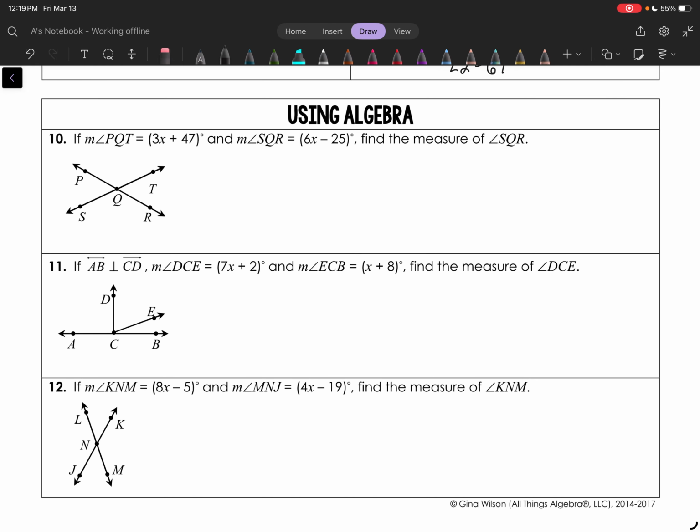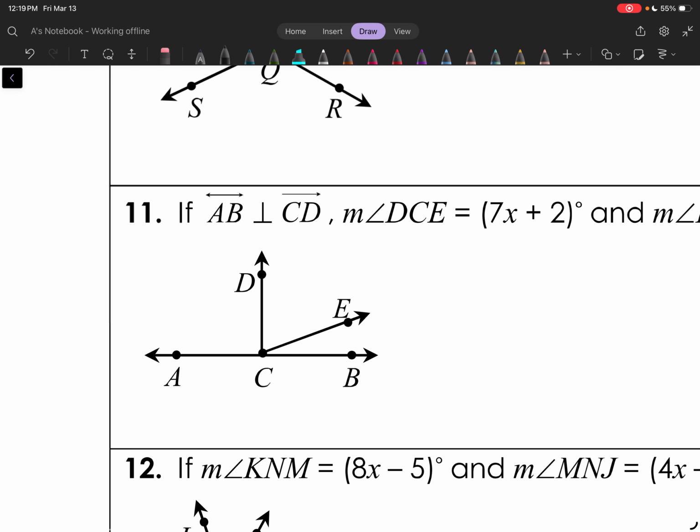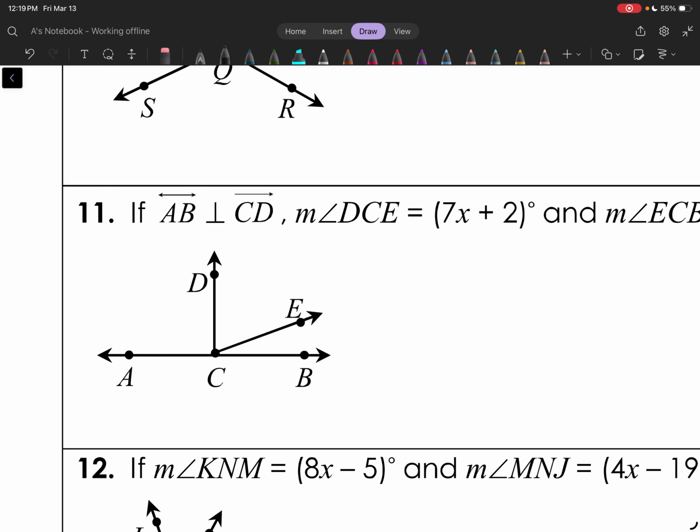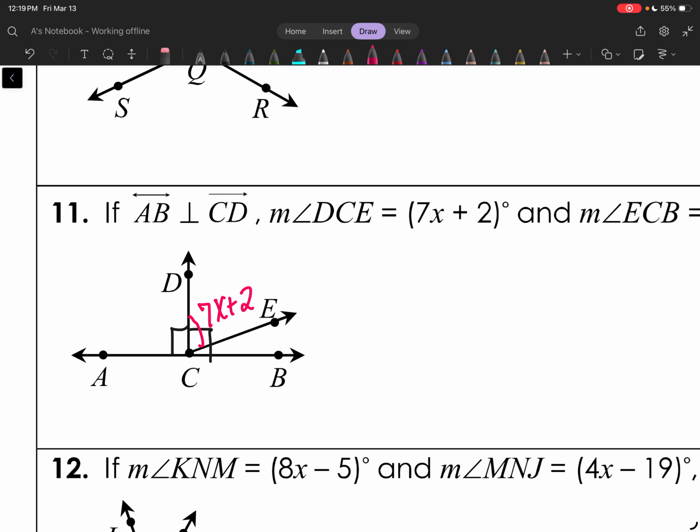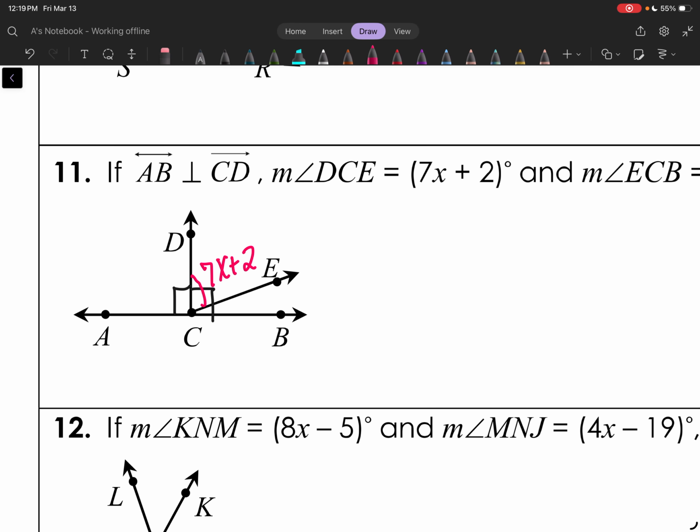Using algebra. I'm going to do number 11. If AB is perpendicular to CD, right angle markers finished. And measure of DCE is 7x plus 2. And ECB is x plus 8.